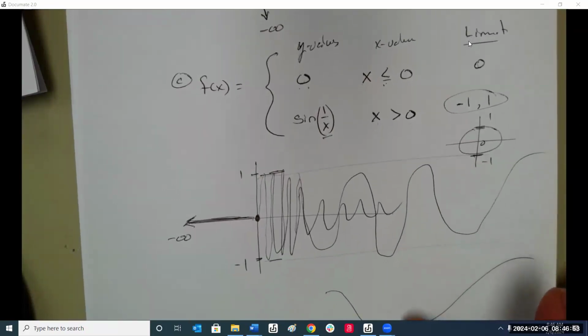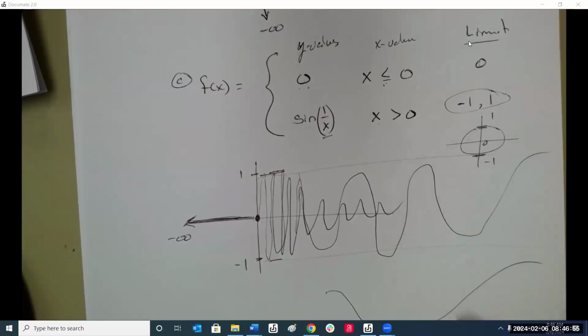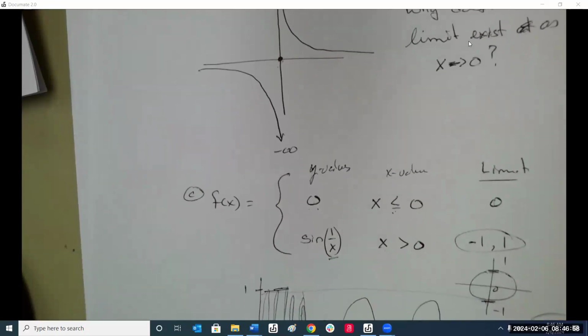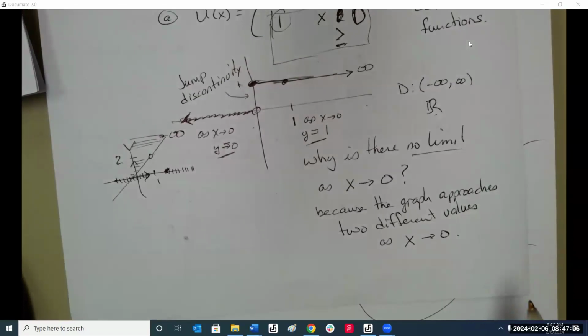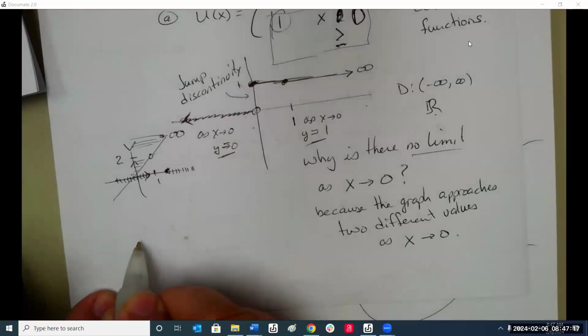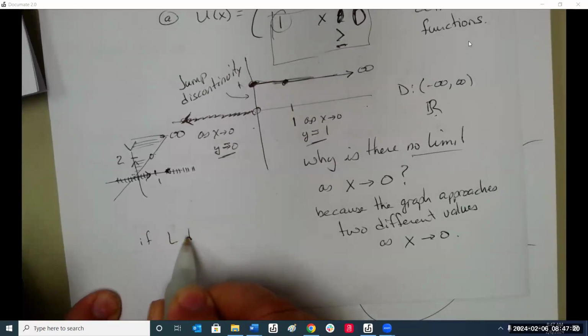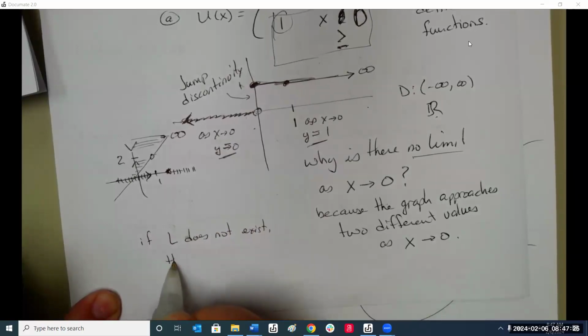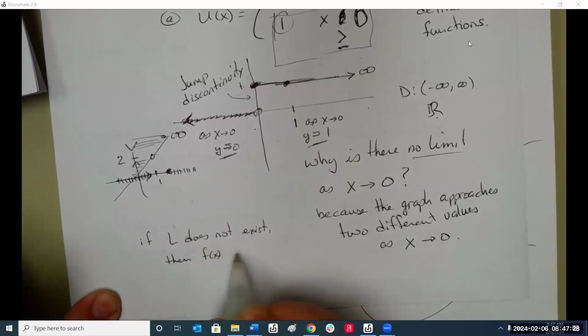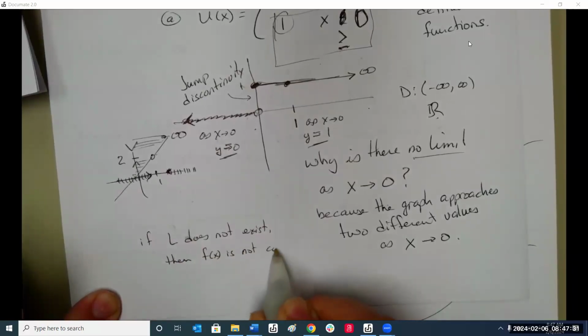So far, so good. So what have we discussed so far? In the first example, if the limits exist but are two different limits, then it's not a continuous function and the limit doesn't exist. So also, if the limit does not exist, then the function is not continuous.